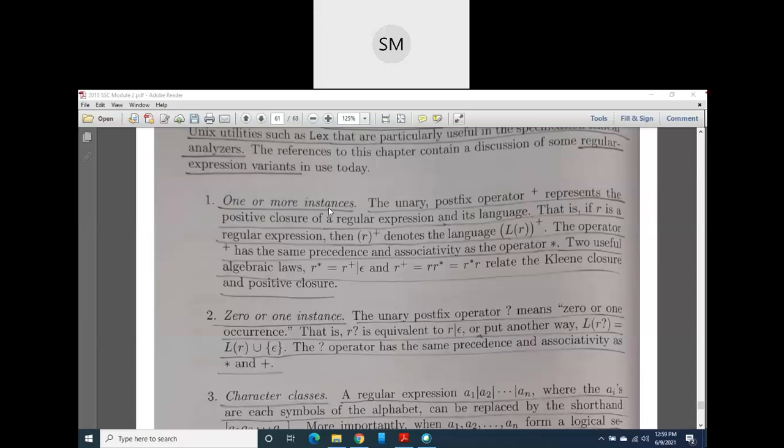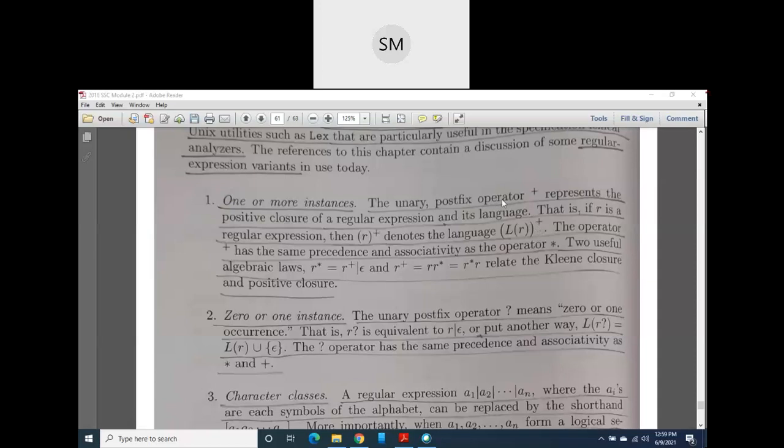One or more instances, I already told you. If you want to represent one or more instances, you have to use a unary operator, and that unary operator is the plus symbol. It is a postfix operator because after writing the language you write that symbol plus. Otherwise it would be called a prefix operator, but here we are not first writing plus and then the language. First we write the language, then this symbol, so it is a postfix operator.